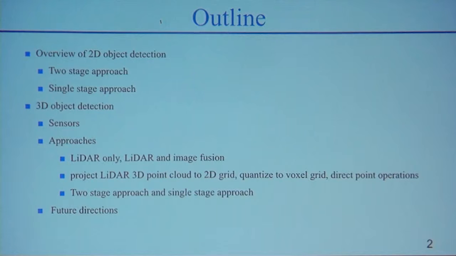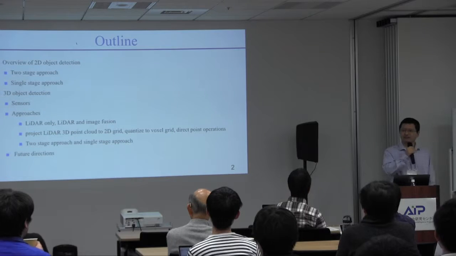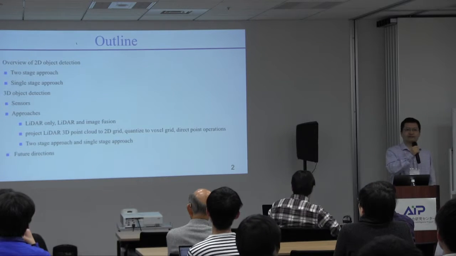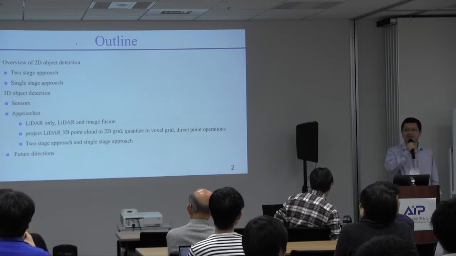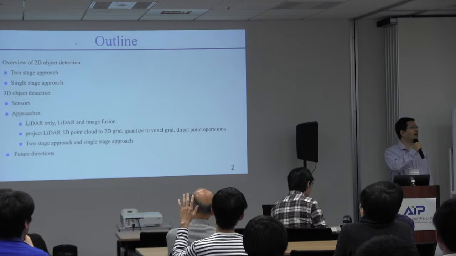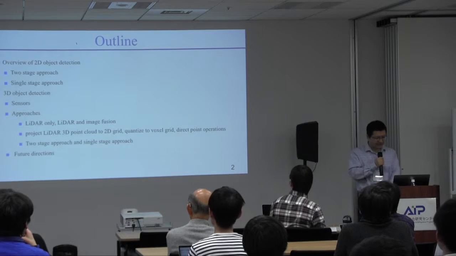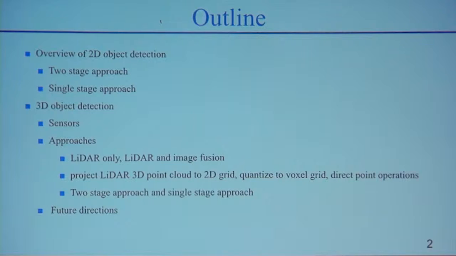Who here is familiar with 2D object detection? I'm trying to see whether I should go over that very fast. Raise your hand if you're familiar with 2D object detection. Okay, not that many, but I'm going to go over it very quickly because 3D object detection is based on 2D object detection. I'm going to specifically focus on 3D object detection for autonomous driving. There are other use cases, but this is the focus of the talk.